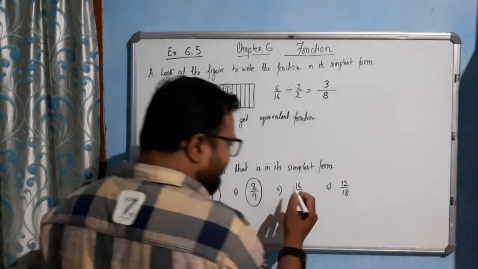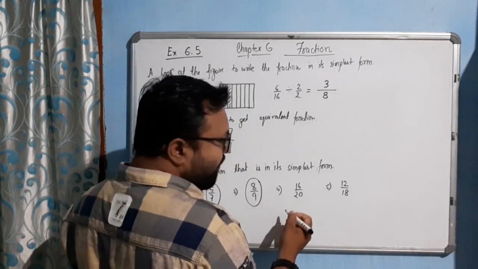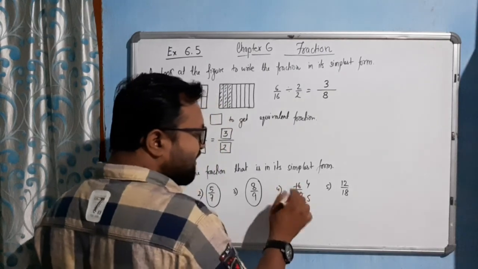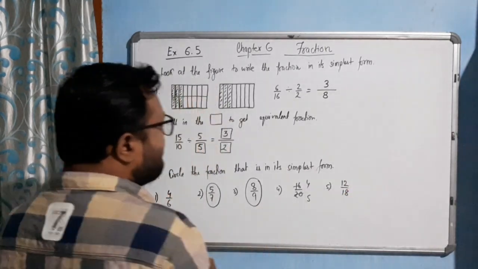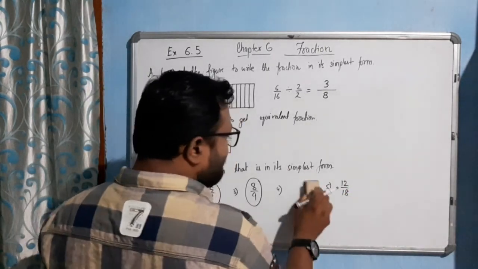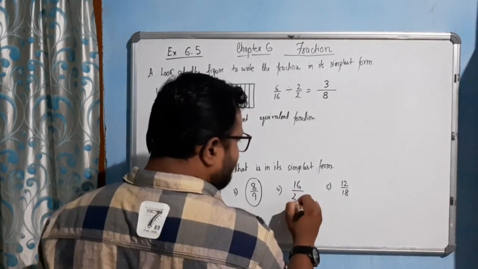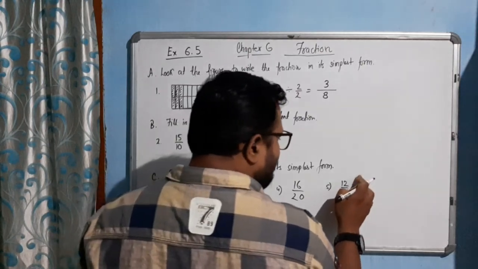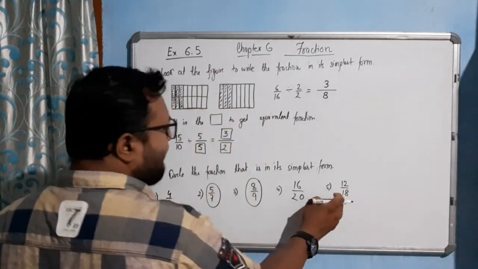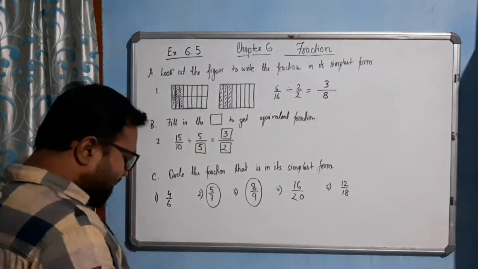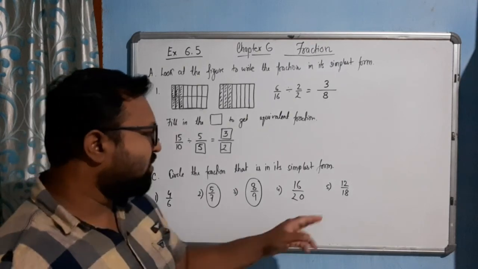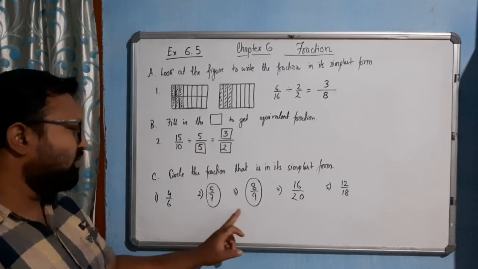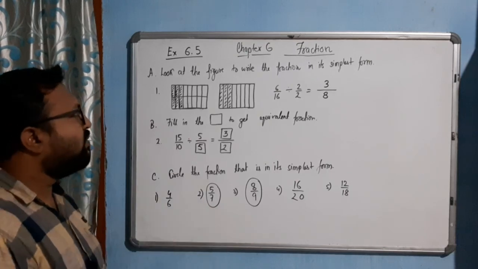But 16 by 20 you can divide by 4. 4 4s are 16, 4 5s are 20. See, we can divide this by 4 other than 1. So this is not in simplest form. So we will not circle this, okay? And in this case also you can divide by 2. 2 6s are 12, 2 9s are 18. So this is also not in simplest form. Only these two are in simplest form, so we can circle these two, 2 and 3. So I hope you have understood this part.